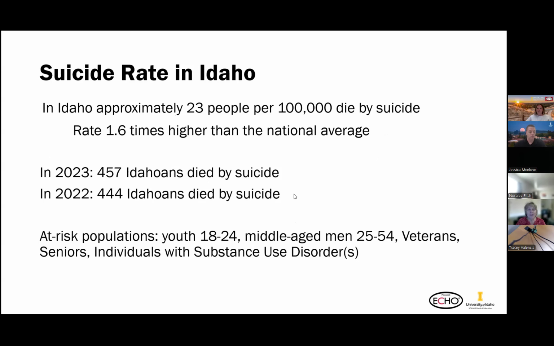Idaho's data is delayed, but in 2024, we saw another 1.6 to almost 2% increase in the suicide rate, and we are higher in Idaho than the national rates. And those risk populations, as we probably can imagine, are youth, defined as 18 to 24-year-olds, middle-aged men, which are 25 to 54, our veterans, our seniors, and individuals with substance use disorder, who unfortunately make up the population that has demonstrated a higher risk of suicide.